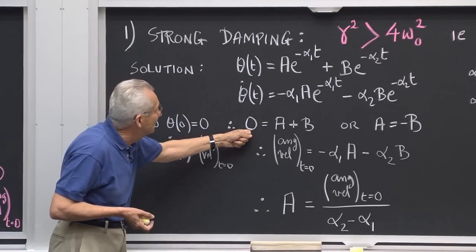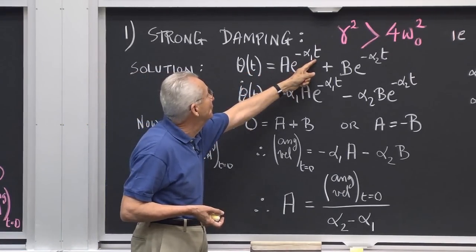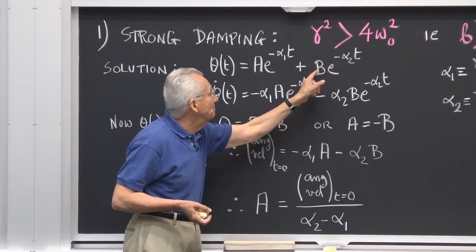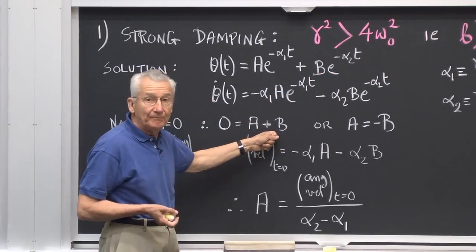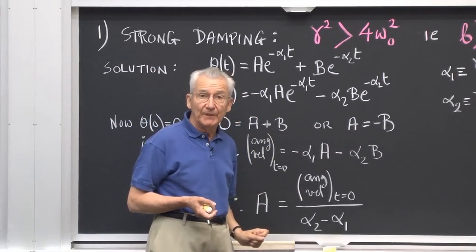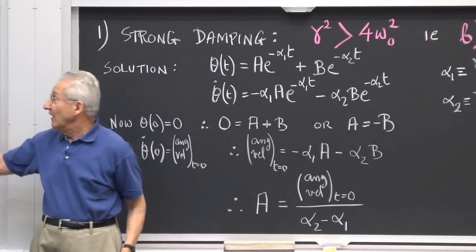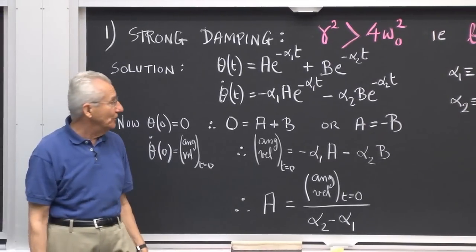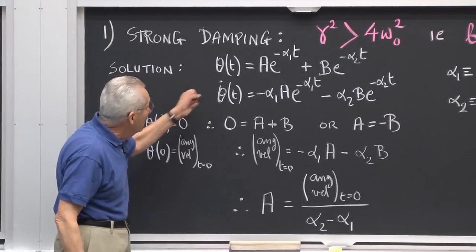Well, it's 0, so that's 0, equals to when t equals 0, this is 1, so it's a, plus when t equals 0, this is b, so it's a plus b. So we know that a must be equal to minus b. That's to satisfy the boundary condition that the rod was vertical at t equals 0. How about the other boundary condition?